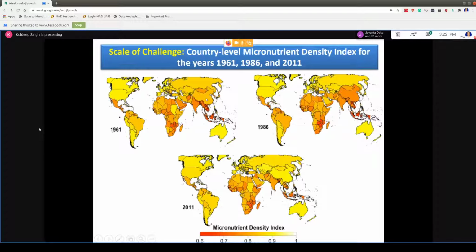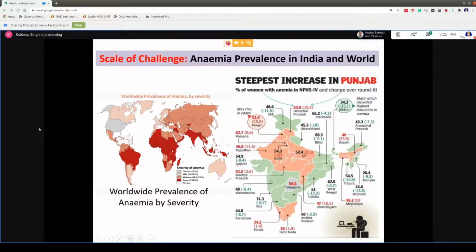If you look at China, there was a decline in micronutrient density in the 60s, but from the 60s they were okay. In the 80s they were not good, but see, from 2000 onwards they have improved. But we have remained more or less the same here. This is a very recent example of data generated by our National Family Health Survey. This is the fourth round, for the years 2006 to 2016. Now have a look at this one.